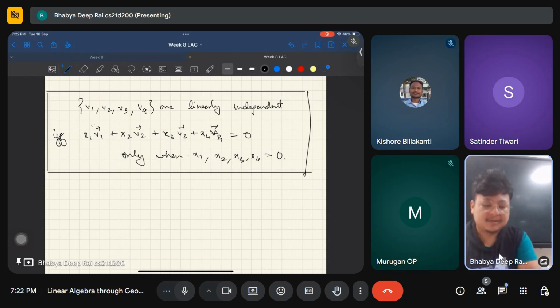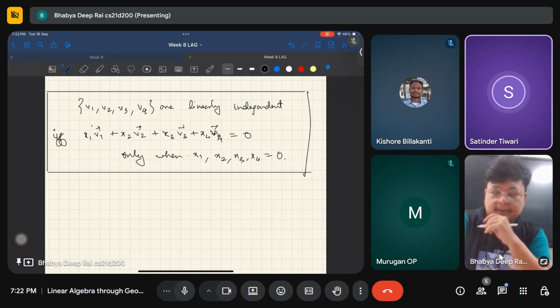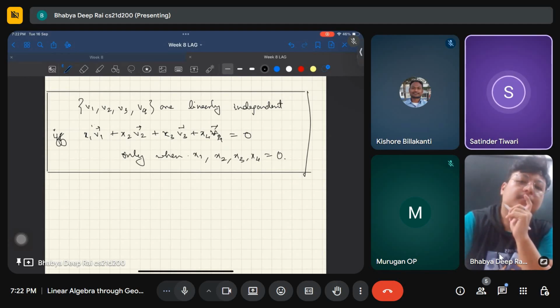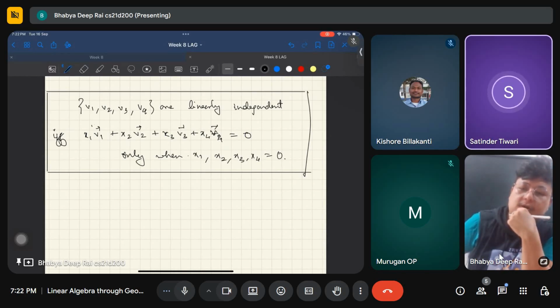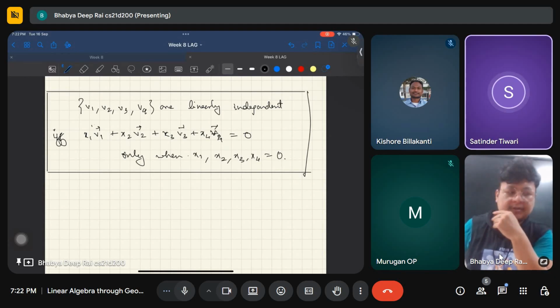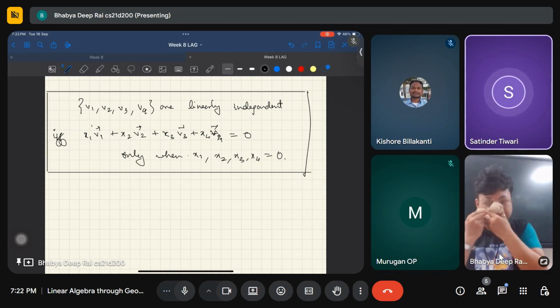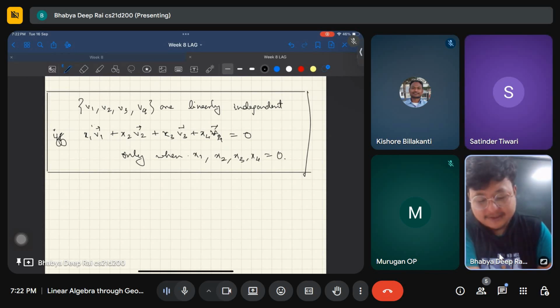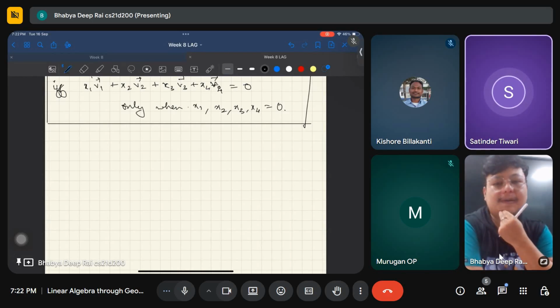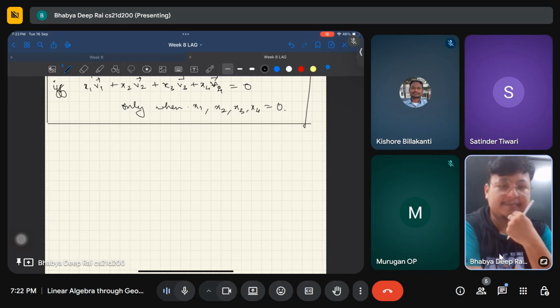Yeah, Kishore. Excuse me, sir. Yeah, sir. So I was thinking, if it is 3 cross 3, suppose you are taking 3 vectors, so that forms a parallelepiped. That's right. So if the volume of the parallelepiped is not equal to 0, it means it is linearly independent, correct?